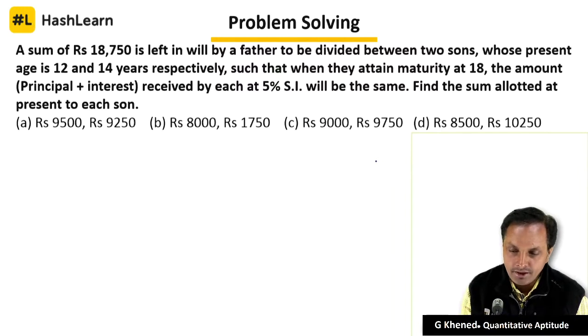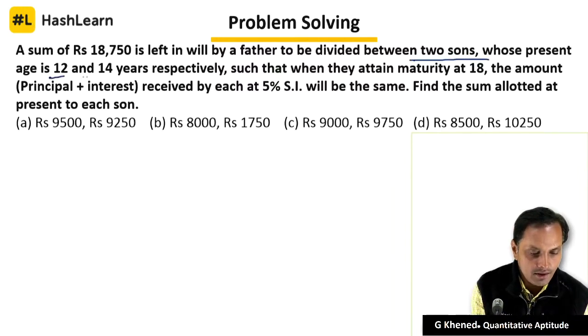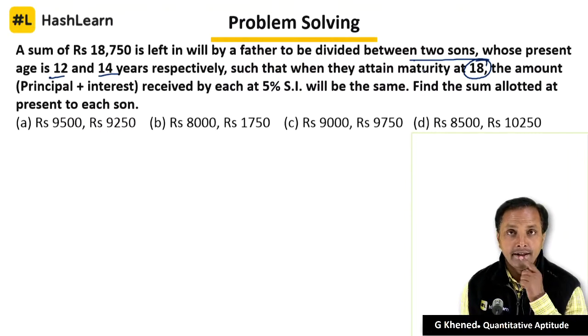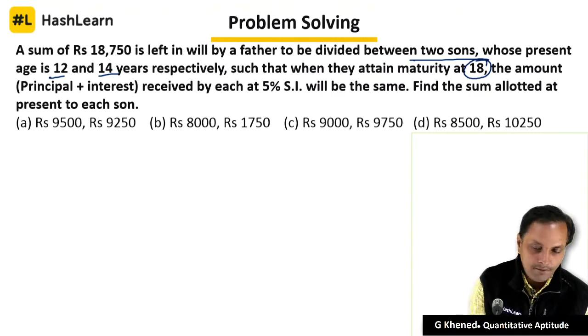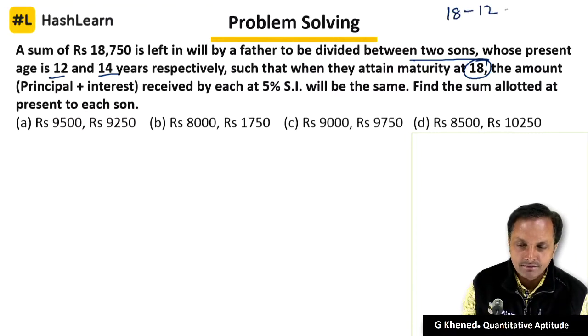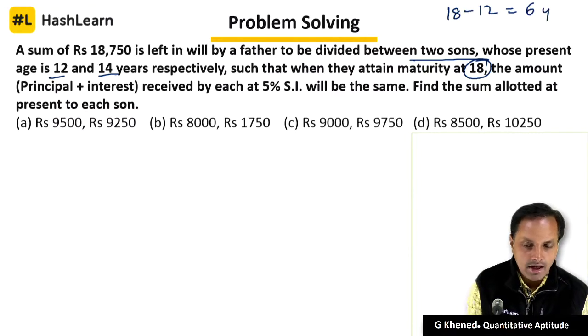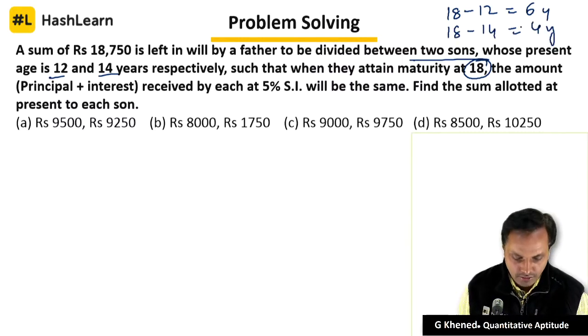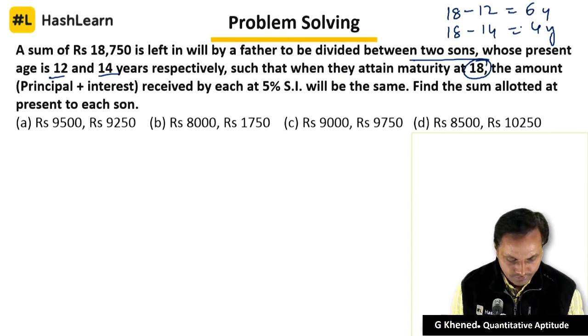It is divided between 2 sons whose present ages are 12 and 14. So maturity is at 18. If the maturity is at 18, the difference between 18 and 12 is 6 years, and the difference between 18 and 14 is 4 years. These are the 2 numbers which you should consider.